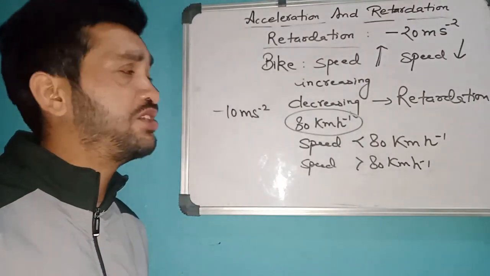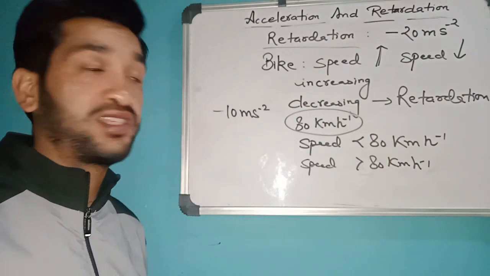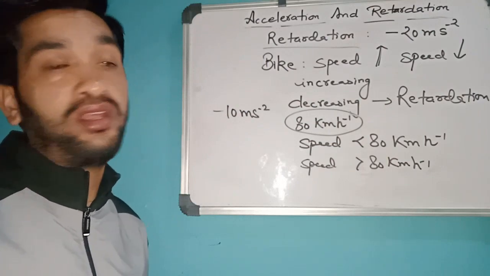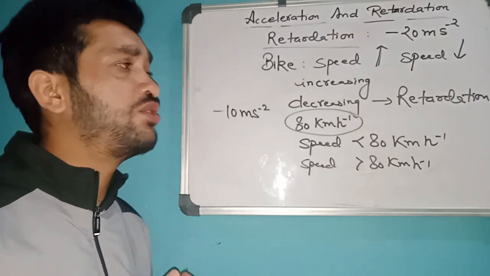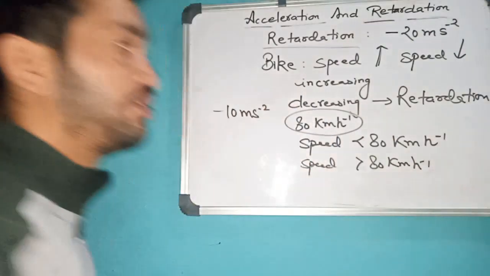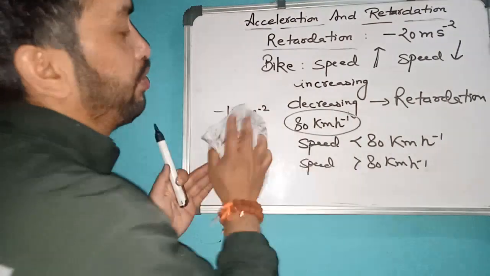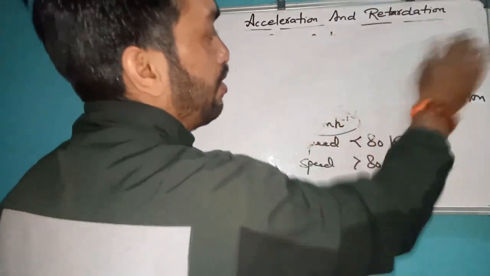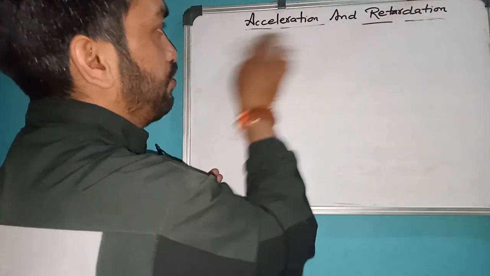So I hope acceleration and retardation are clear to you. If speed increases, the body accelerates. If the speed decreases, the body decelerates, or it is also called retardation. I hope acceleration and retardation are clear to you, and I hope you can write examples by yourself for this question.